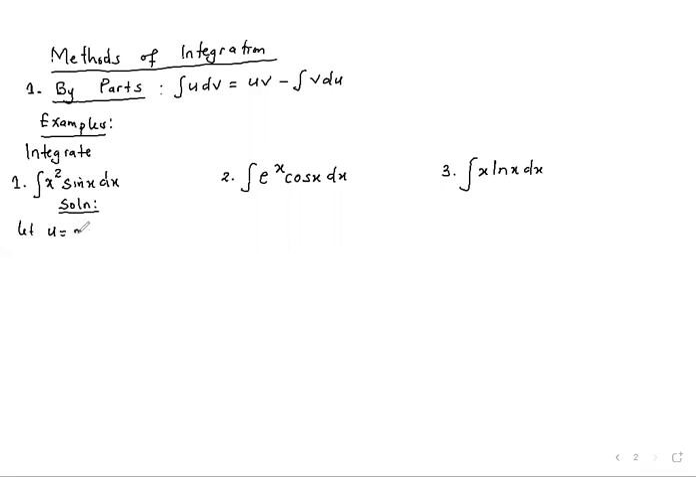So we'll let u be x squared so that when we differentiate, the power reduces. We have 2x dx. Then we'll let dv be sine x dx, so that when we integrate to get v, we'll have negative cos x.